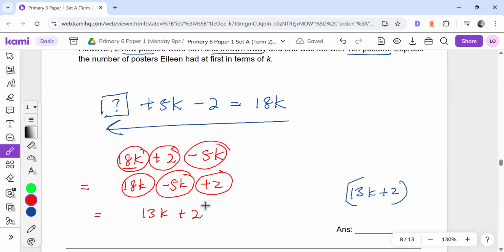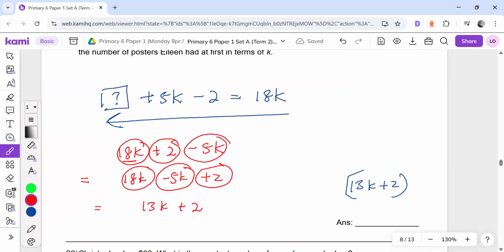Okay, Aubrey, do you get the answer? Do you know how to do it now? Working backwards. Okay. All right, let's go to the next one.